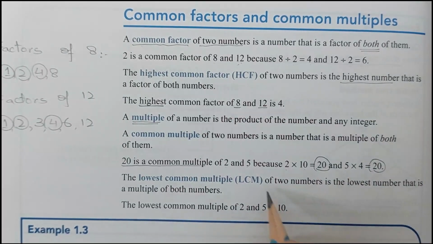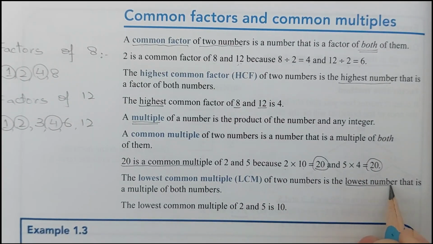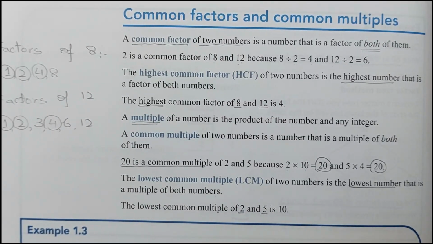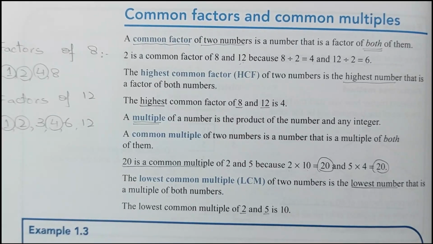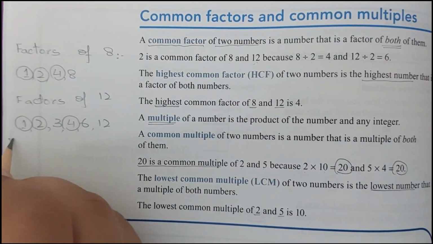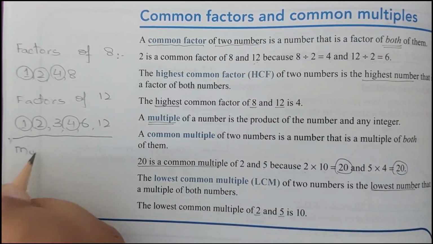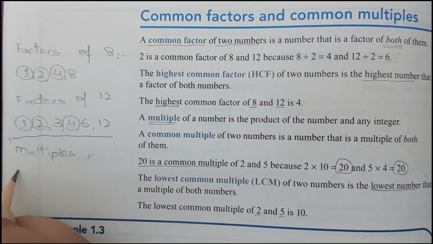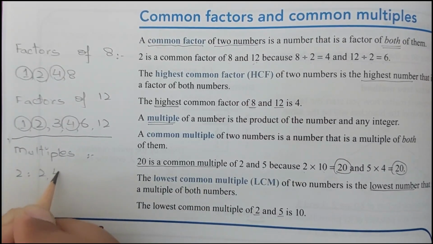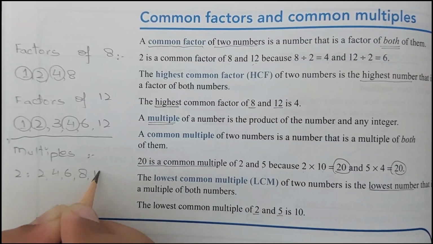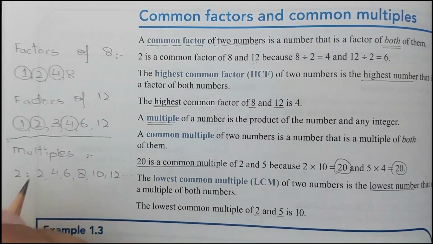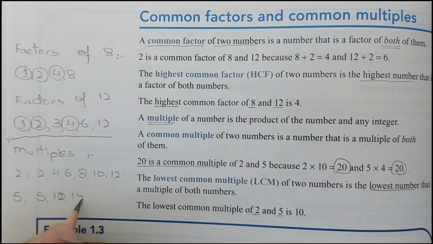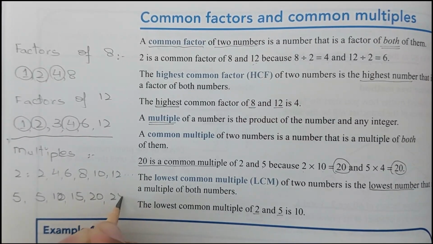Now what is the lowest common multiple? What is LCM of two numbers? It is the lowest number that is a multiple of both of them. The lowest common multiple of the number 2 and the number 5 is 10. Okay, for this let me list the multiples. The multiples of 2 are 2, 4, 6, 8, 10, 12, and so on. Now the multiples of 5 are 5, 10, 15, 20, 25, and so on.